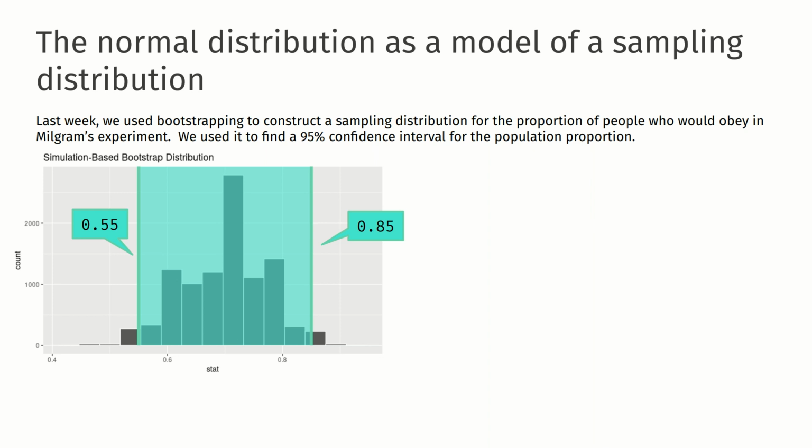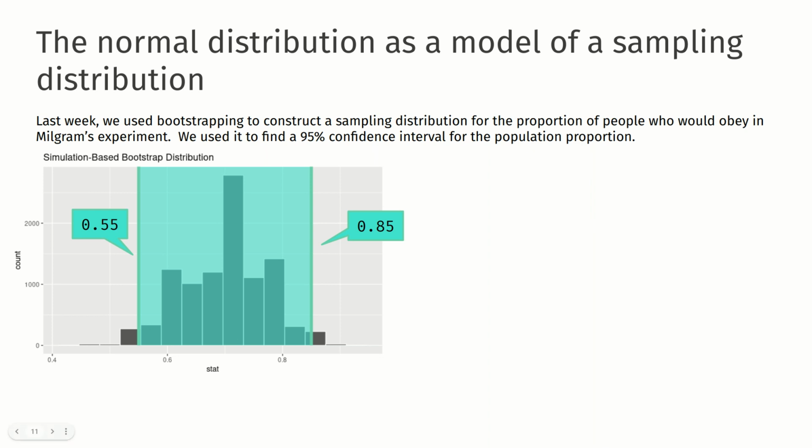So yeah, let's actually use that now in a concrete example. Last week in our lab we used bootstrapping to construct a sampling distribution for the proportion of people who would obey in Stanley Milgram's experiment. We used it to find a 95% confidence interval for the population proportion, and this is one way that your sampling distributions might have turned out. Yours may look a little bit different from this one just due to the randomness involved, but it would probably look something like this anyway.